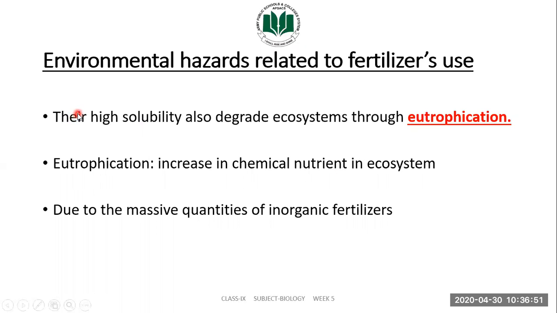Fertilizers, as we know, are highly soluble. Because of their high solubility, they also degrade the ecosystem through eutrophication. This is an entirely unique term, but we will discuss it and your concept will be clear about eutrophication. Eutrophication is the increase in chemical nutrients in the ecosystem, especially water bodies, due to massive quantities of inorganic fertilizers. Inorganic fertilizers, we learned, are highly soluble in water. So when they dissolve in water, they will form a layer over the water, which is green in color, and the process is called eutrophication.